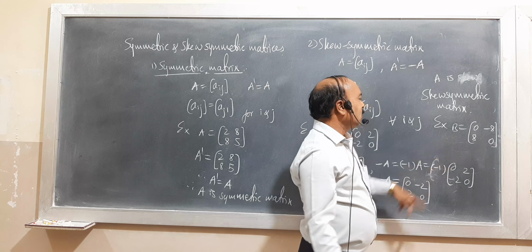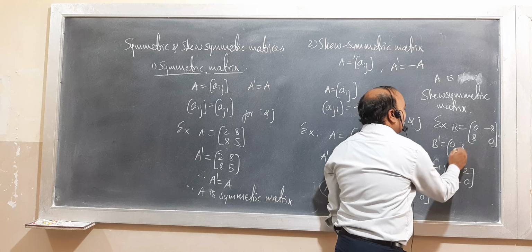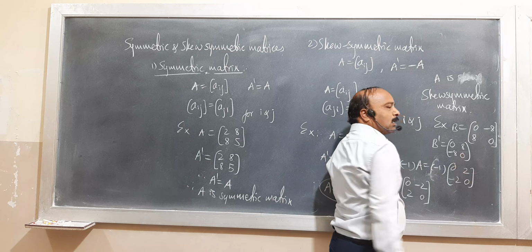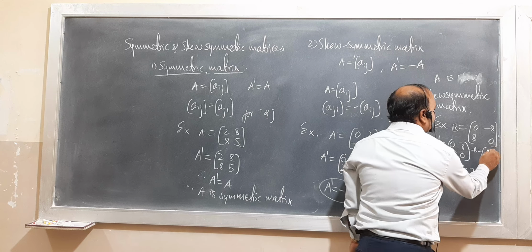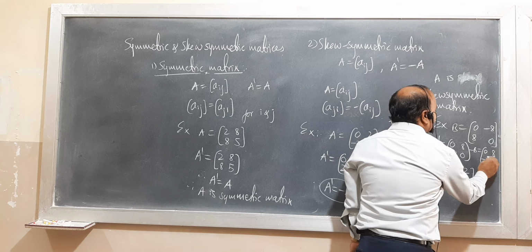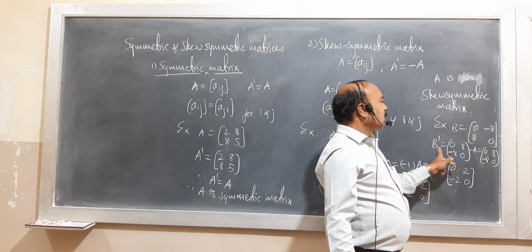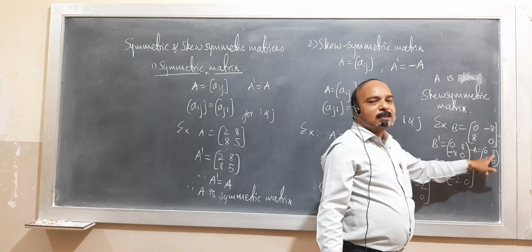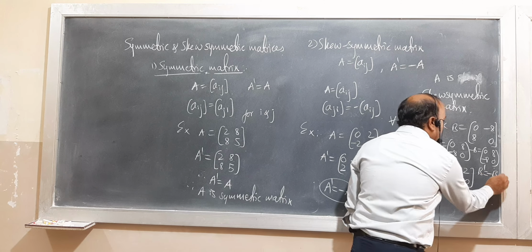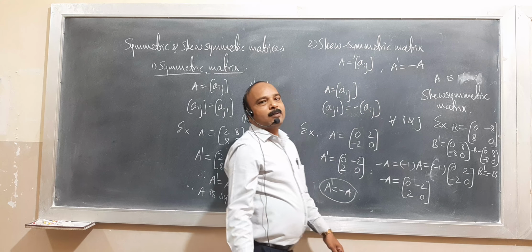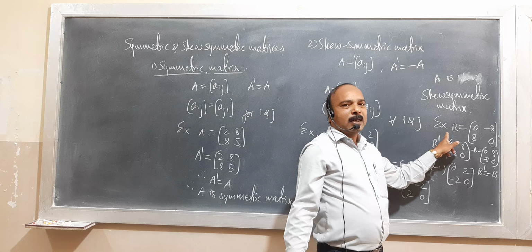If you consider B dash equal to 0, 8, minus 8, 0 and minus B is 0, 8, minus 8, 0. Now we conclude that both are equal, that is B dash equal to minus B. Therefore we say that here B is a skew symmetric matrix.